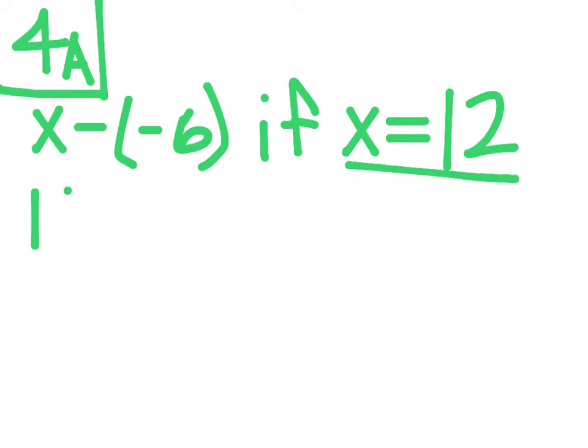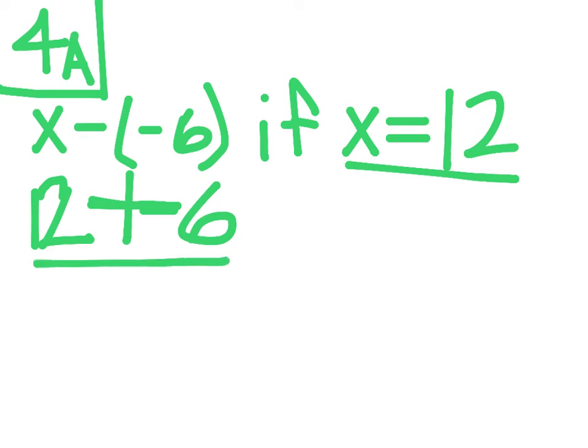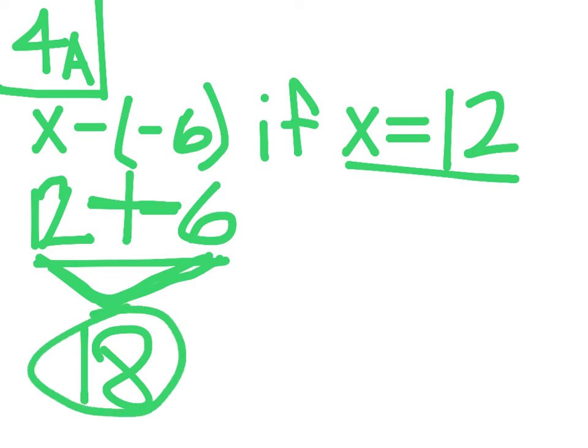So instead of writing x, I now write 12 minus negative 6, which I know what to do with a minus negative. I make it a plus, and then underline the step, or I think Mrs. McMillan or other teachers sometimes teach it with this arrow or triangle or whatever. 12 plus 6 is 18. So that should be the answer. Make sure you write that down.